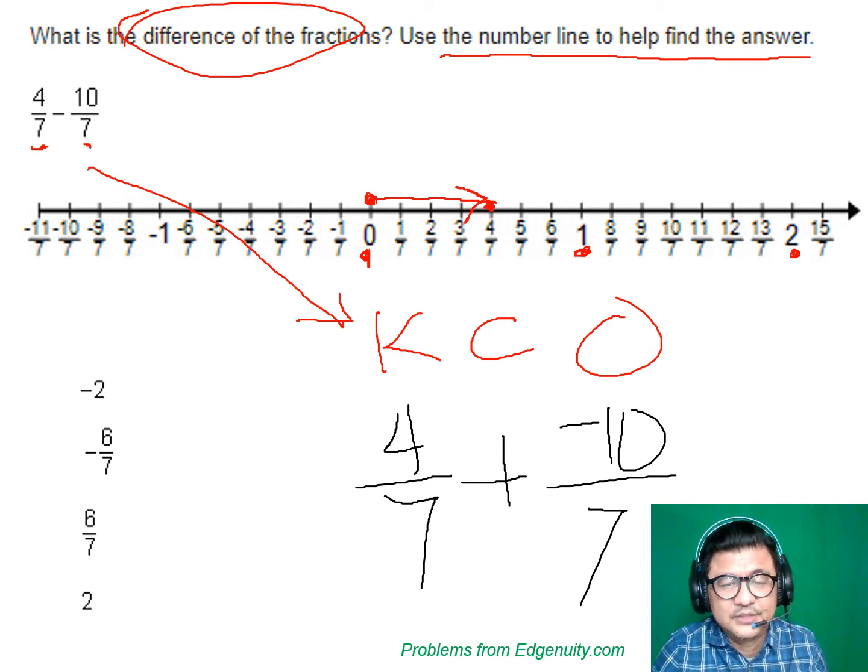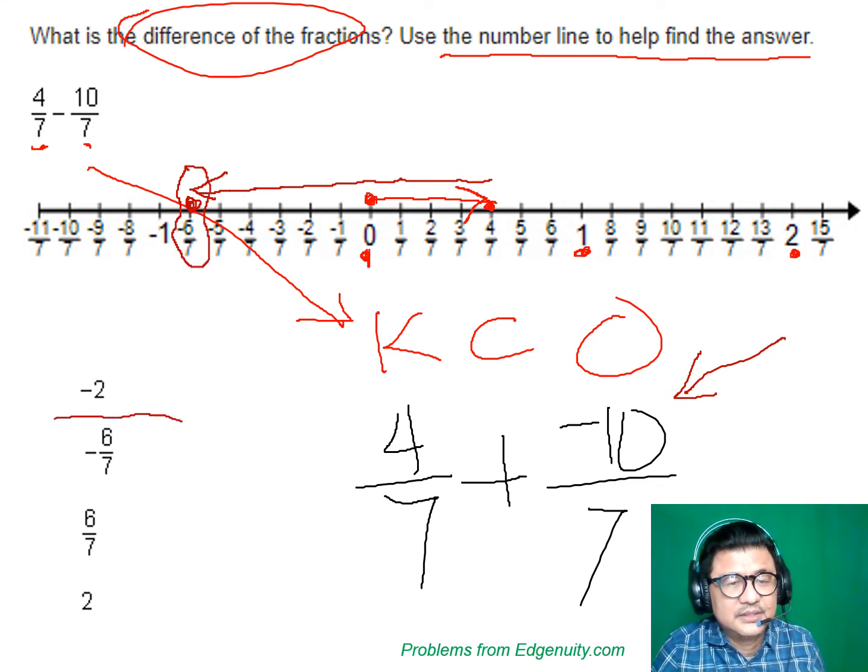Now let's go back to the number line. So from here, we are at 4 sevenths. We will now move to a negative. Negative is moving to the left. Remember, 1, 2, 3, 4, 5, 6, 7, 8, 9, 10. So where did I end? I ended here. So my answer is negative 6 sevenths. So this is the answer, negative 6 sevenths.